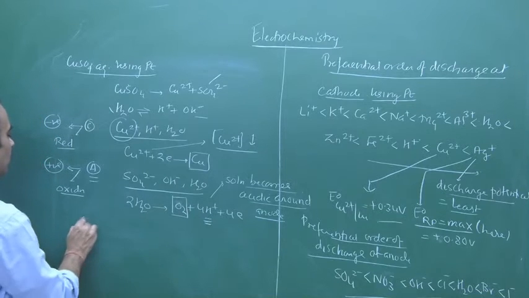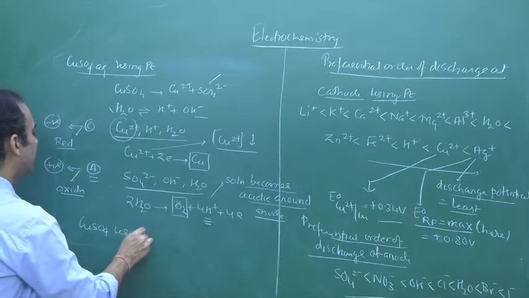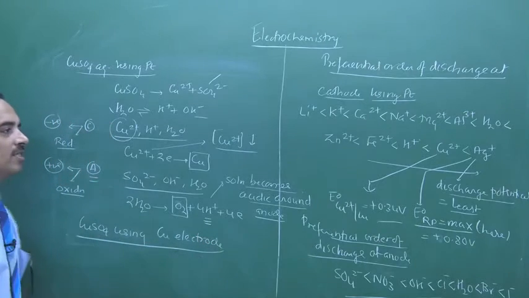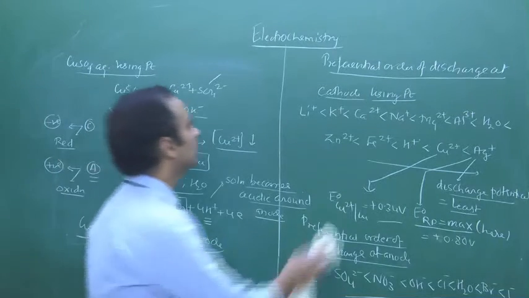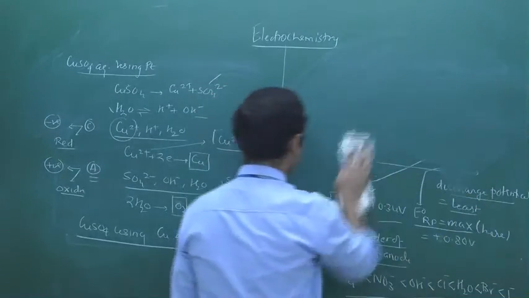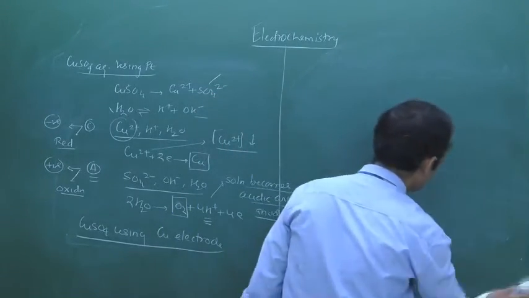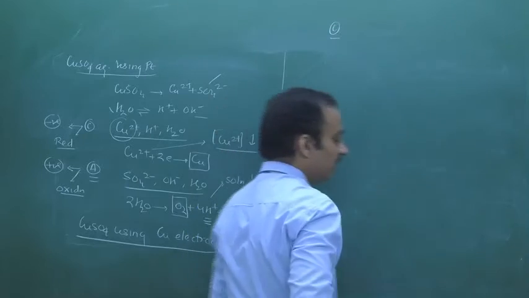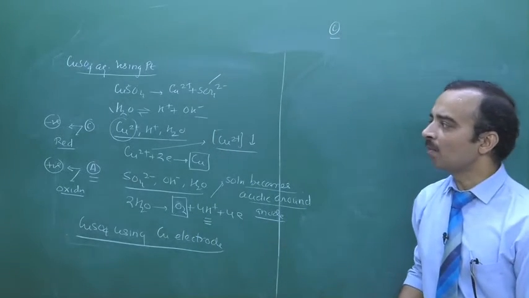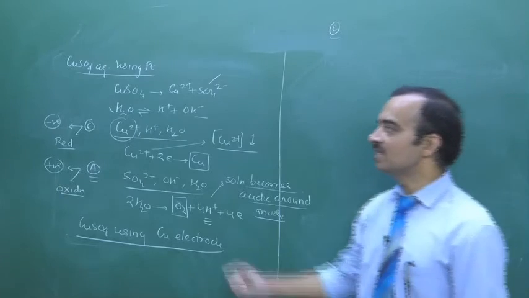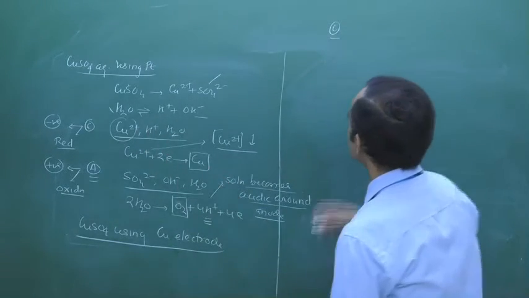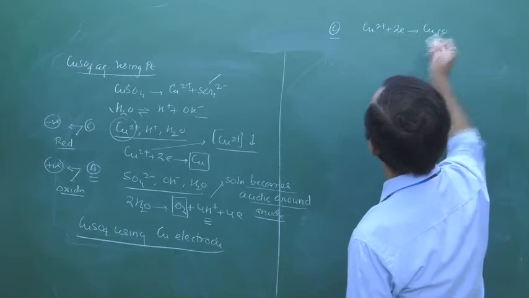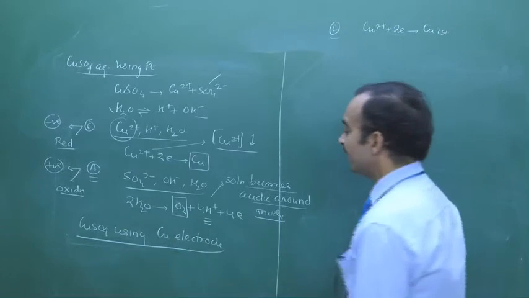Now let us come to another point. What is the next point? Copper sulfate using copper electrode. Now at cathode the competition is the same as before. It is between Cu2+, H+ and water. In this competition we can say Cu2+ is reduced at cathode. Now at anode.